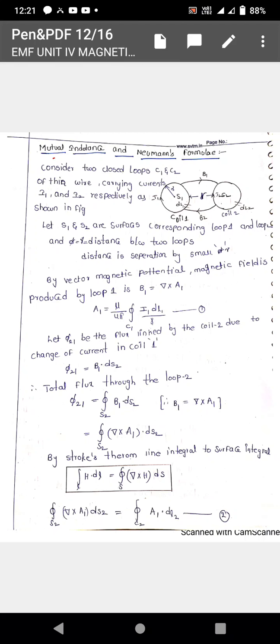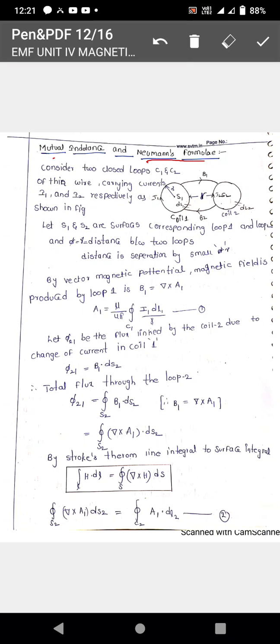Up to now, we discussed what mutual inductance is, and the mutual inductance and self-inductance of a solenoid and toroid in the previous lecture. Now we go for mutual inductance and Neumann's formula. Neumann's formula is very important for electromagnetics, or electric potential, from unit 4 or 3.